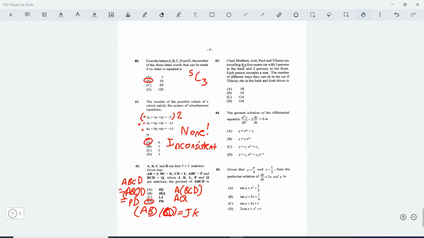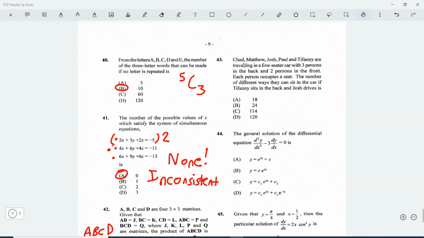Question 43. Chad, Matthew, Josh, Paul, Tiffany are traveling in a 5-seater car with 3 persons in the back, 2 persons in the front. Each person occupies 1 seat. The number of different ways they can sit in the car if Tiffany sits in the back and Josh drives.